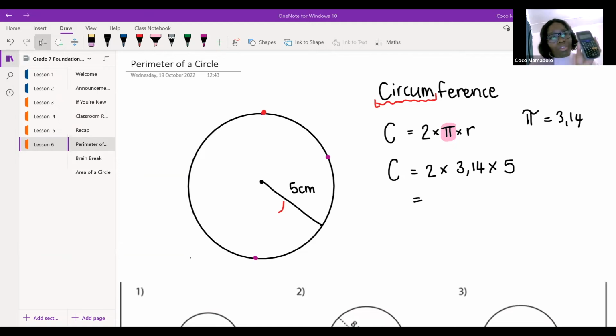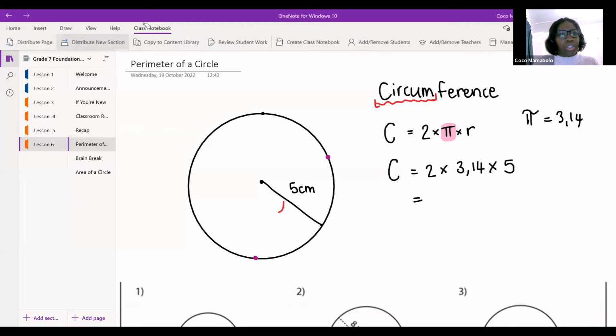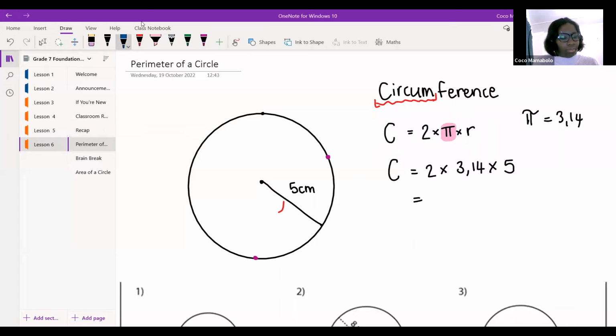For those of you who have a calculator like mine, your calculator is not going to give you a decimal, it's going to give you a fraction. I think the fraction is 157 over 5. What you need to do with that fraction is look for the button that says S, D, and click on it.